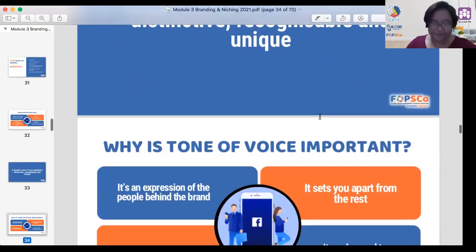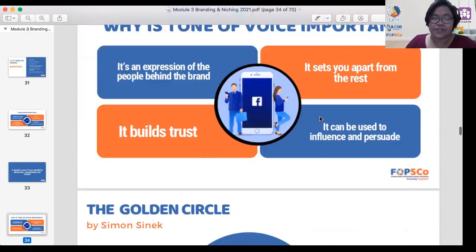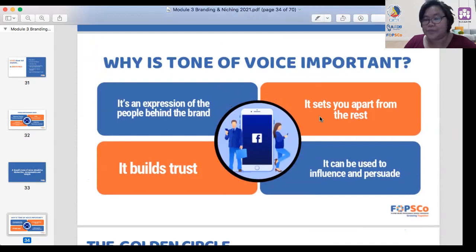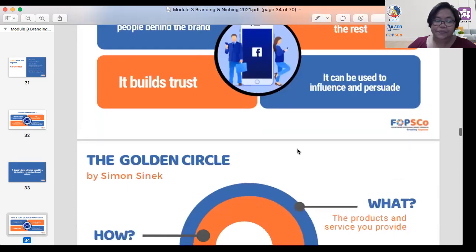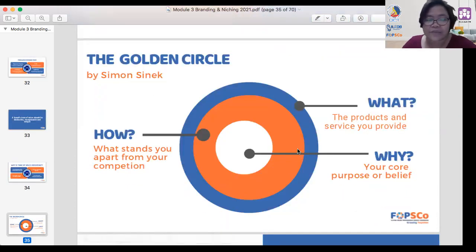All right. Bakit naman importante yung voice, yung tone of voice? So it's an expression of the people behind the brand. It sets you apart from the rest. It builds trust. It can be used to influence and persuade. Okay. Now, let's go to Simon Sinek's Golden Circle. You'll have to identify in branding, no?